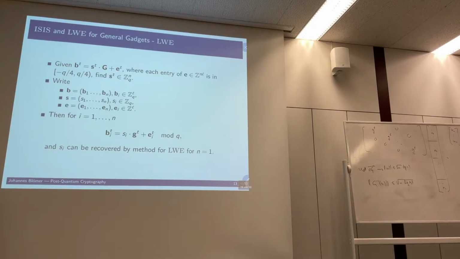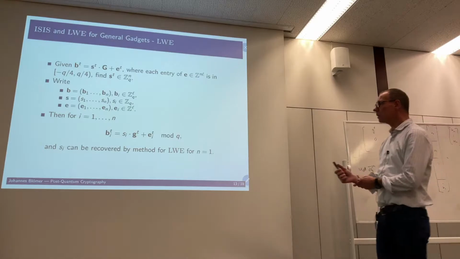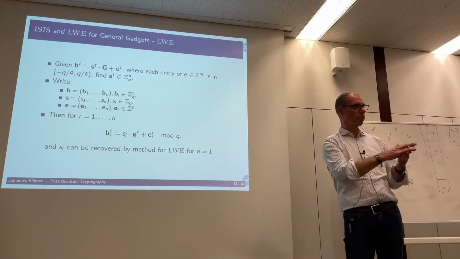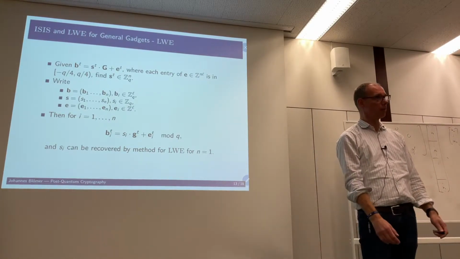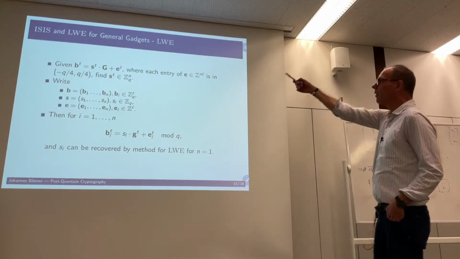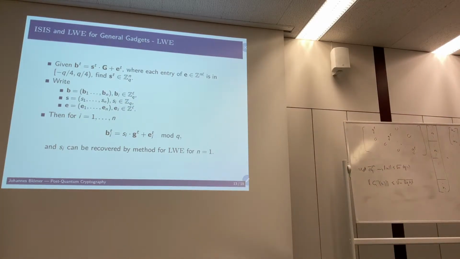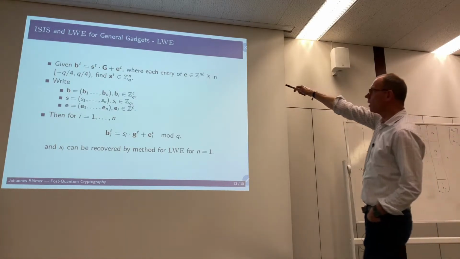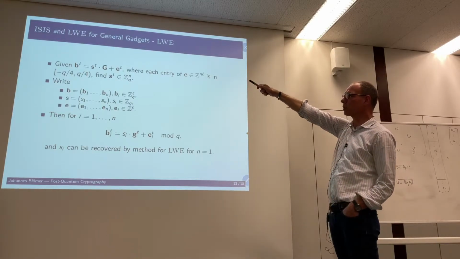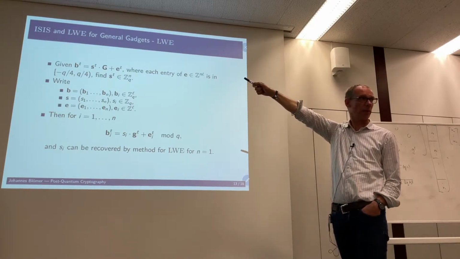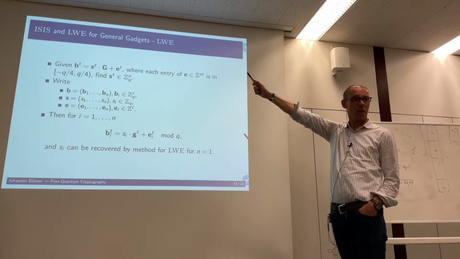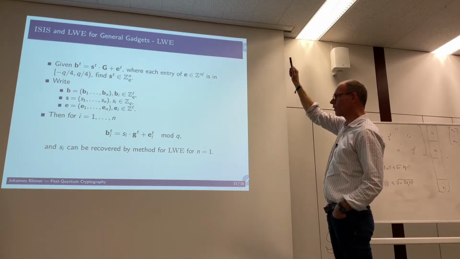So now let's look at the case for LWE. And here it's basically the same thing. We do it in a block by block fashion. So given a B transpose, which is some S transpose times G plus E transpose, where each entry of E is in Z to the NL, and also B is of dimension NL, whereas S is only of dimension N.